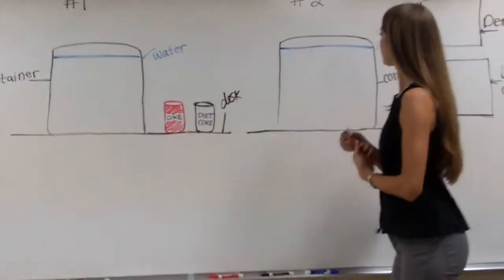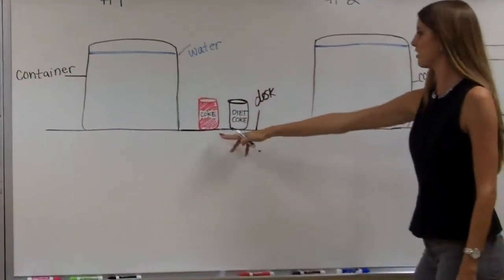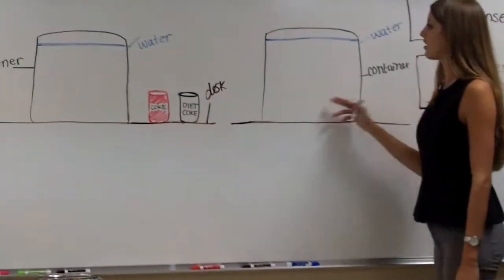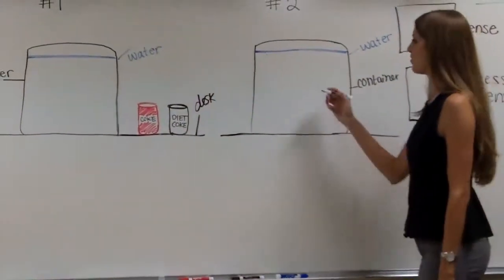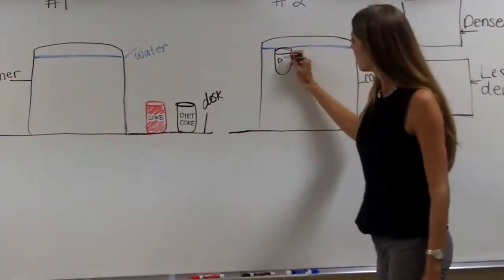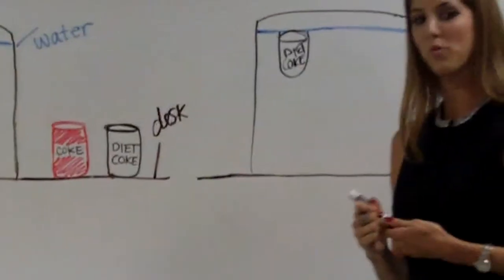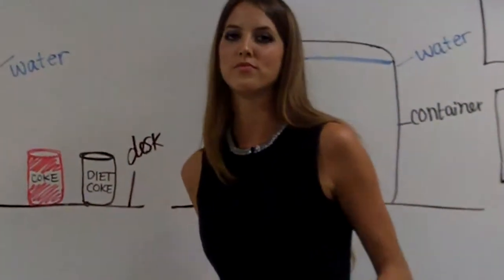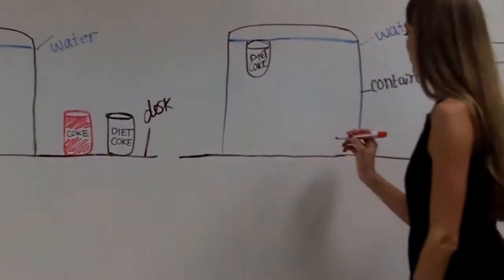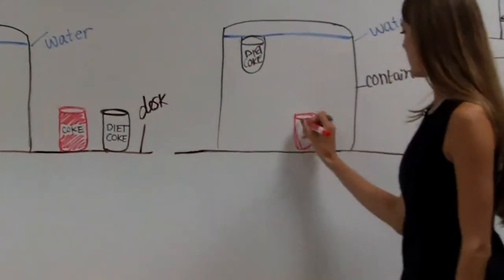Let's draw that. So where am I going to draw the Diet Coke? Here's the Diet Coke in our container of water. Where would it be in here? What happened? On top, it floats on top. So let's do that. And where did the Coke go? The bottom, because it sank. Because we talked about it is more dense.